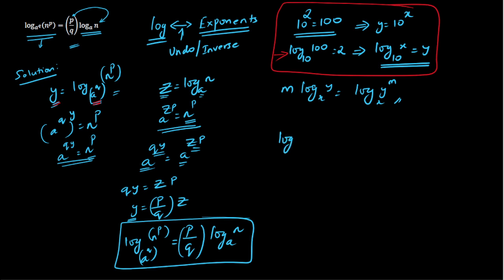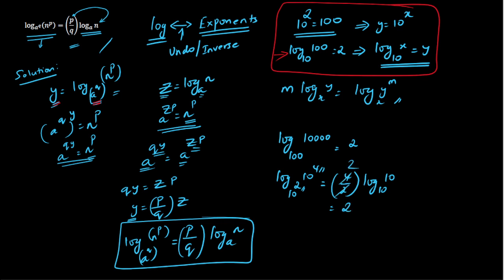So let's apply this to a real problem and see whether it makes sense. So let's say log 10,000 to the base 100. We know this is 2, but let's try to use this formula which we're trying to prove. Log 10 to the power 4 to the base of 10 to the power 2 equal to, this is our P, this is our Q, so P by Q log 10 to the base 10 equal to 2 multiplied by 1 equal to 2.